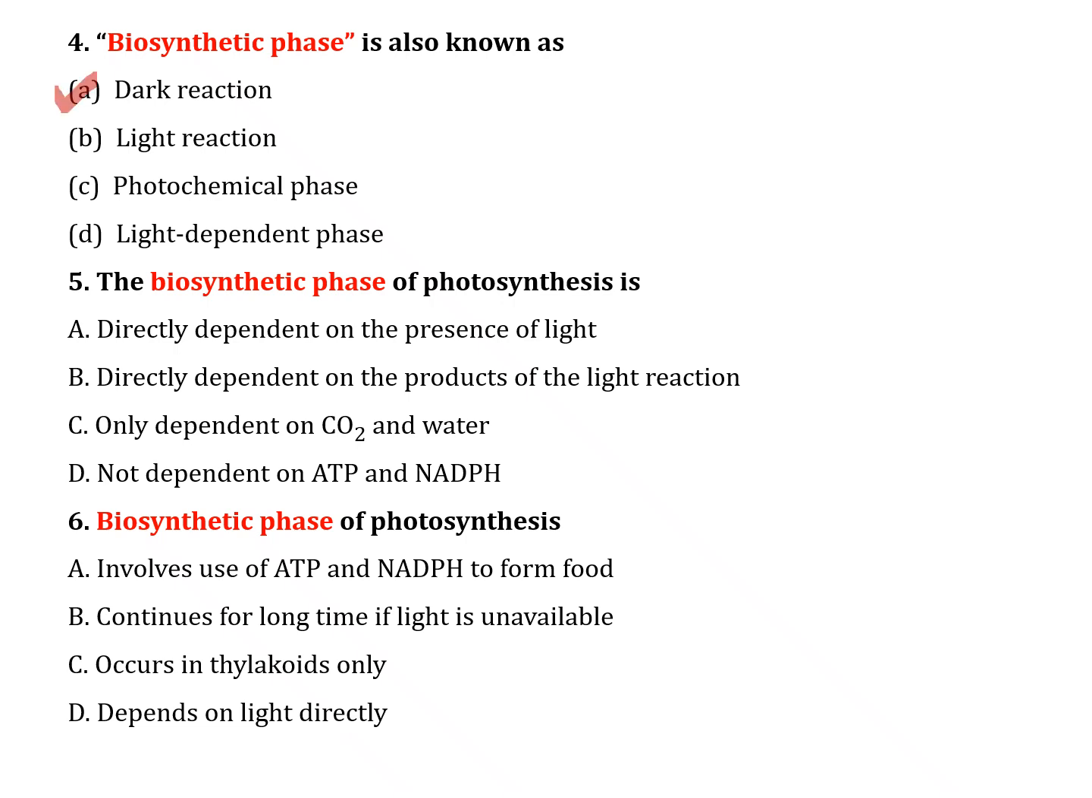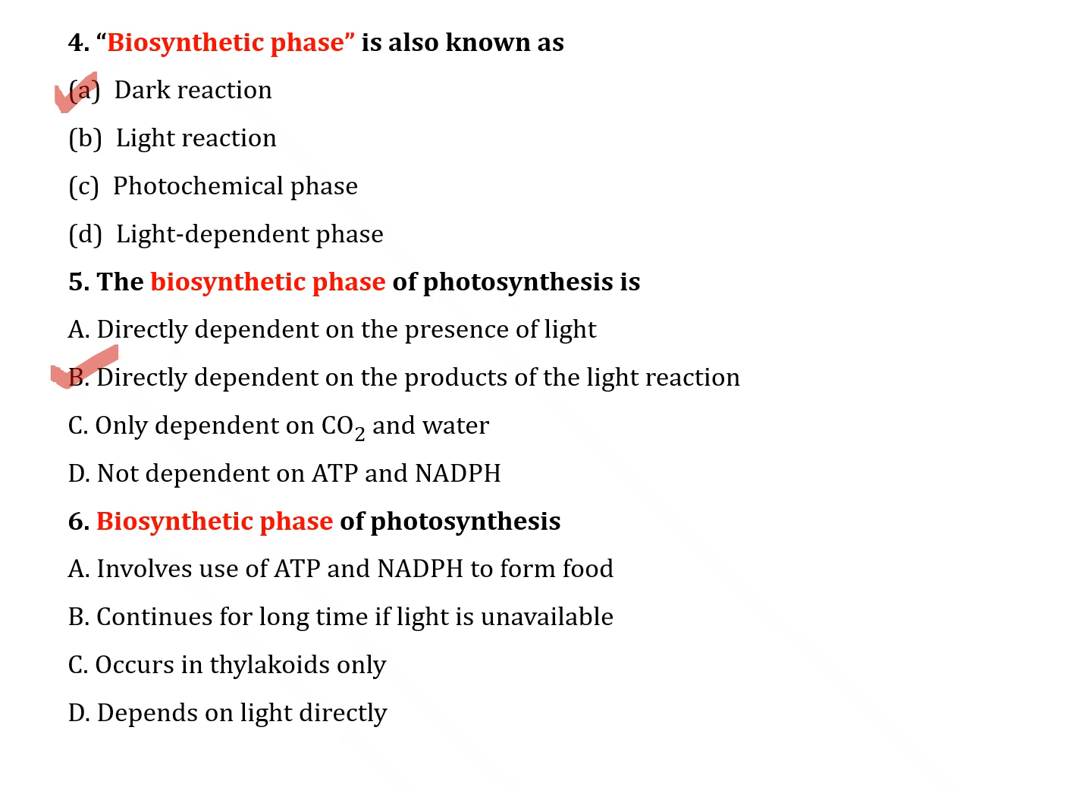The next question number 5. The biosynthetic phase of photosynthesis is option A directly dependent on the presence of light, option B directly dependent on the product of the light reaction, option C only dependent on carbon dioxide and water, option D not dependent on ATP and NADPH. The correct answer is option B directly dependent on the product of light reaction.